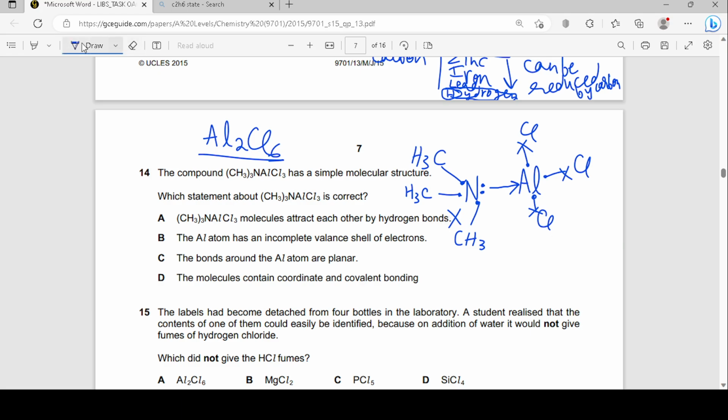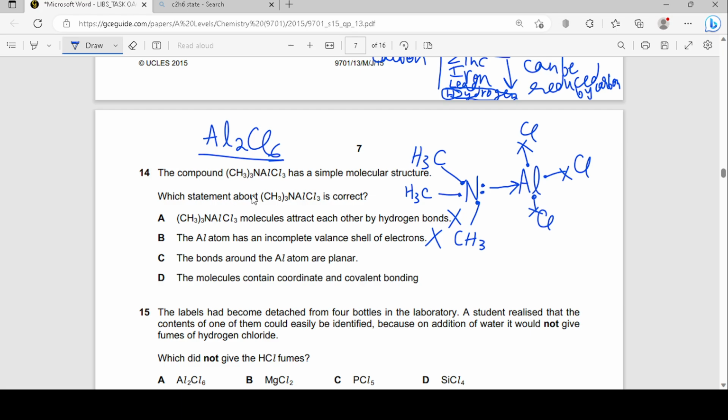Okay. Next option. The aluminium atom has an incomplete valence shell of electrons. Well, we're talking about this compound, right? (CH3)3N-AlCl3. Because nitrogen donated its lone pair of electrons, aluminium no longer has an incomplete octet. Right now, it has 8 electrons in its valence shell. So this is now an invalid statement. If they were just talking about AlCl3, I would say yes, but they're talking about this compound now, right? So they're wrong, basically.